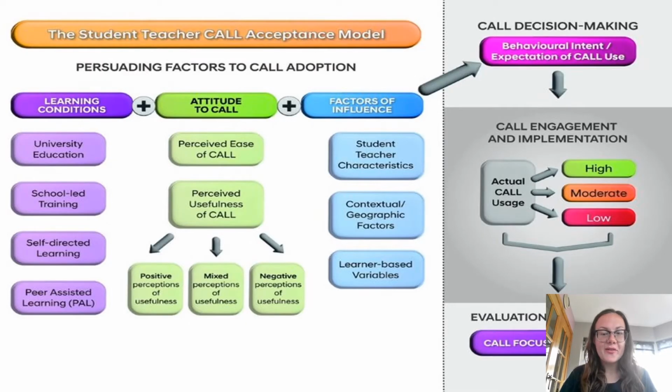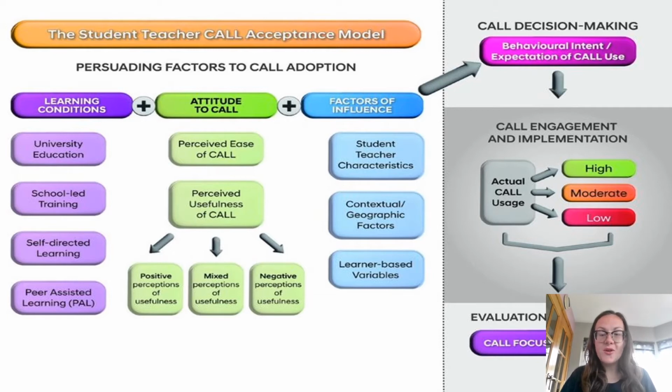This is my theoretical framework, the student-teacher CALL acceptance model, and in this there are 3 key conditions which dictate and guide student teachers to CALL adoption. So firstly, learning conditions, and this comprises university education, school-led learning, self-directed learning and peer-assisted learning. And this is important because student teachers are distinct from their teacher counterparts because they are in fact enrolled on a programme of teaching and learning.